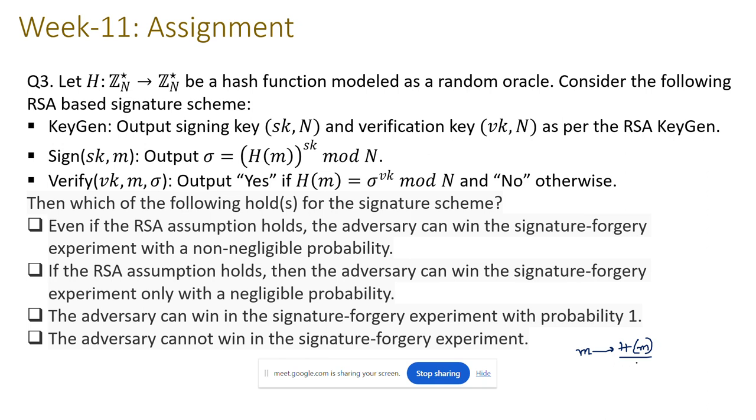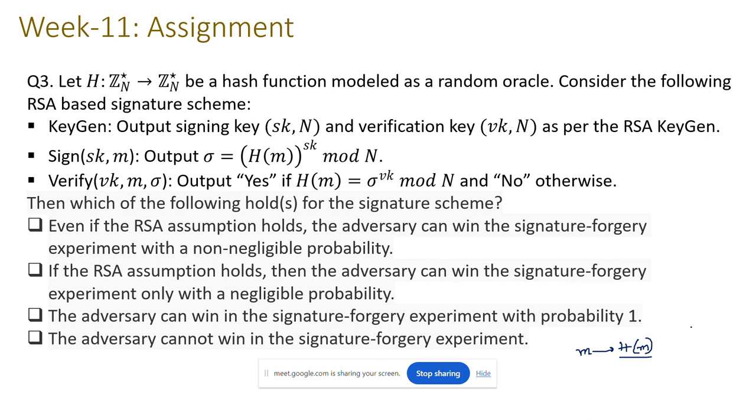So two assumptions are there. One is that the RSA assumption holds and another is that the hash function is modeled as a random oracle. Then this signature forgery experiment will not be won by the adversary except with negligible probability.